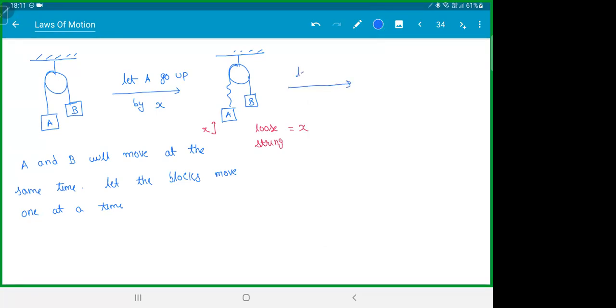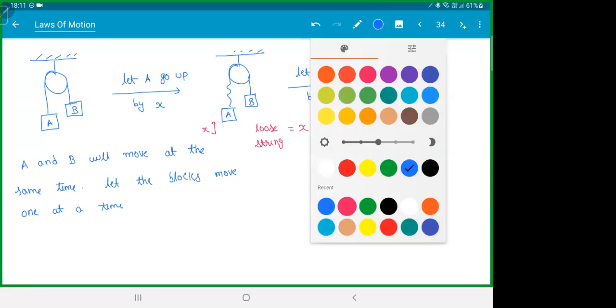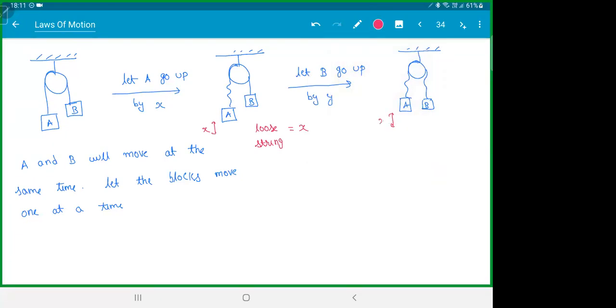Now let B also go up. I know that is not possible. Both can't go up, but let's see what happens. This thing has gone up by X and this thing has gone up by Y. So the total loose string is X plus Y. But I know in a system, you can't have a loose string. The string can never be loose.